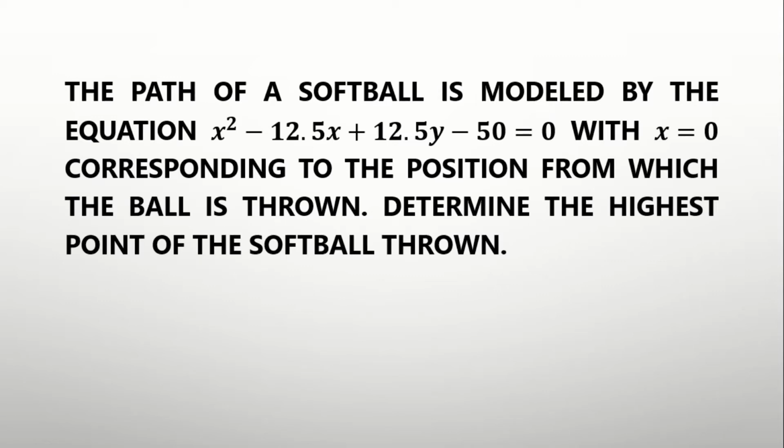The path of a softball is modeled by the equation x squared minus 12.5x plus 12.5y minus 50 equals 0, with x equals 0 corresponding to the position from which the ball is thrown. Determine the highest point of the softball thrown.